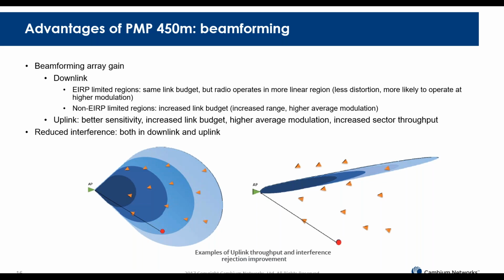So there are 2 benefits here. On average, we can use a higher modulation because of the array gain. And also, if you can reject the interferer, then we do not have any degradation at the receiver.